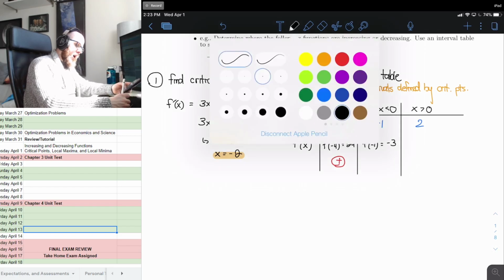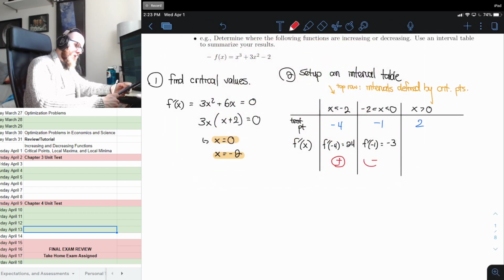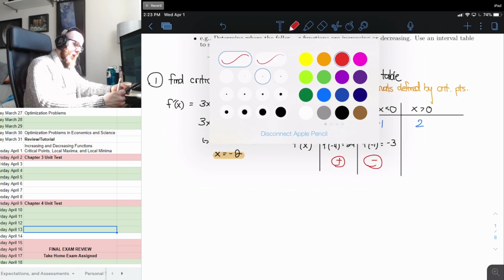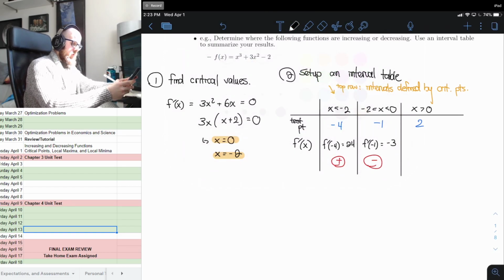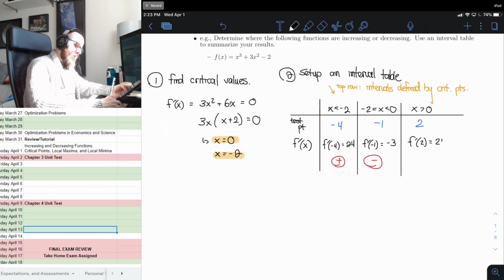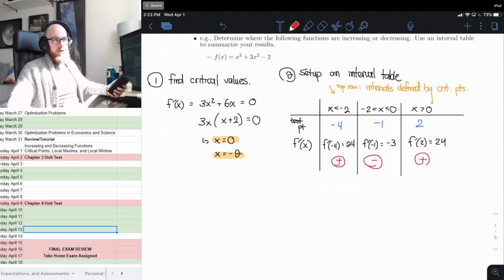Okay, so again, I don't care that it's equal to -3, I just care that it's negative. And then lastly, I evaluate it at 2, so 3 times 2 times 4. I get a value of positive 24 again. So f prime at 2 equals 24, meaning the slope of my function at 2 is going to be positive.